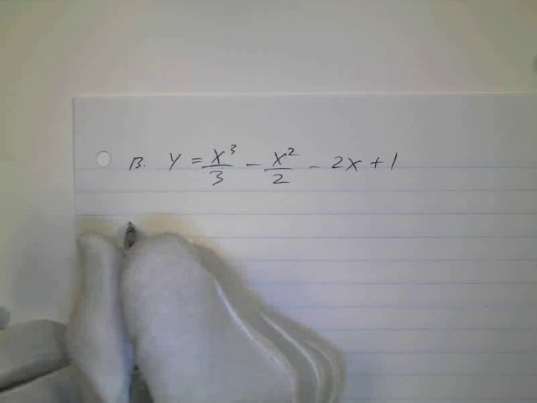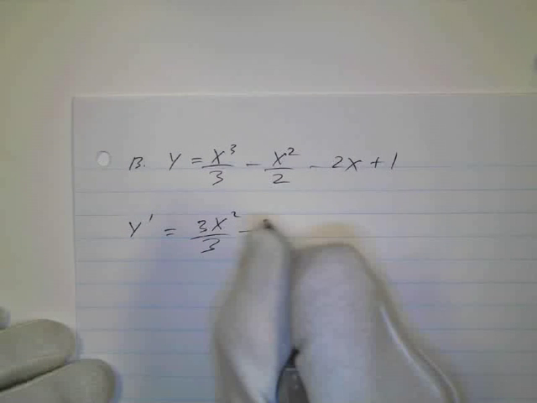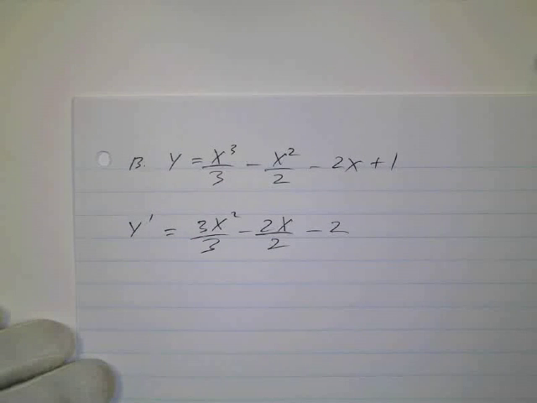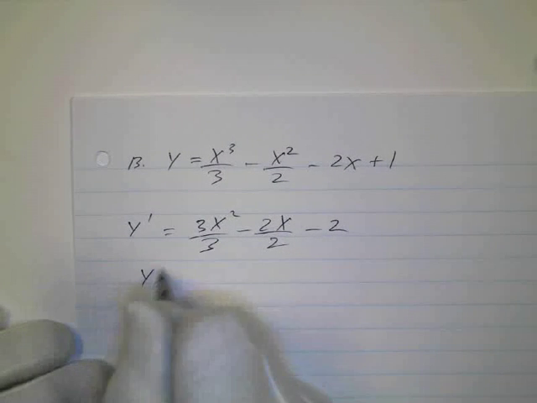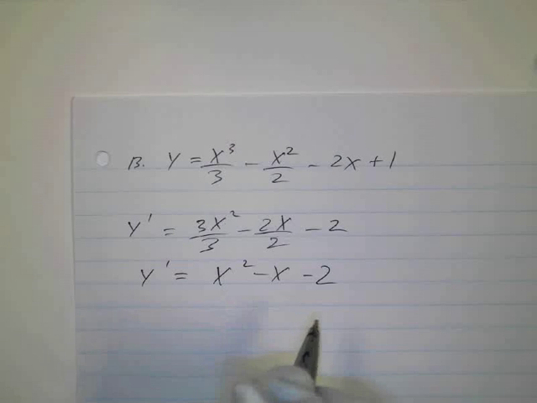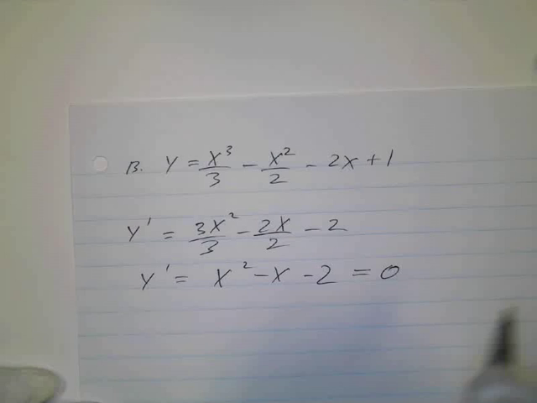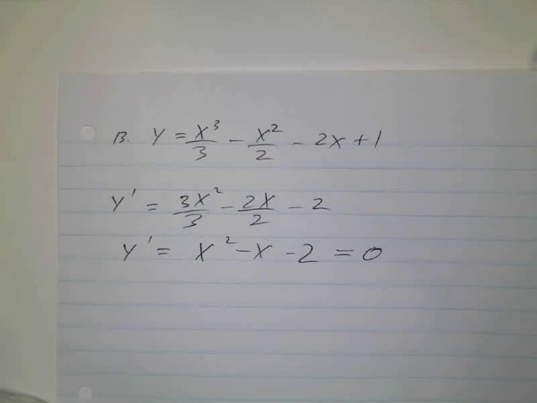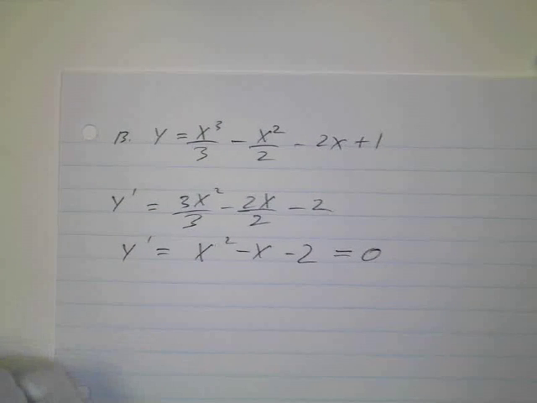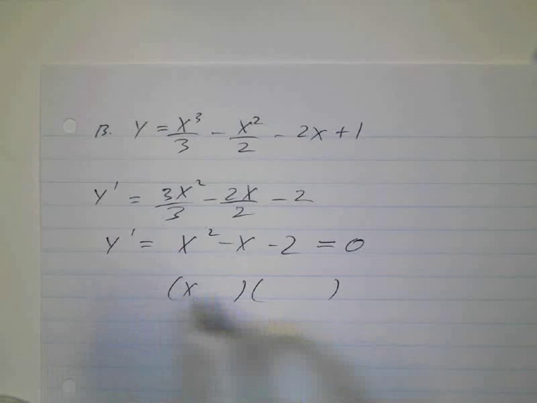So the derivative will be y prime. That derivative equals 3x squared over 3 minus 2x over 2 minus 2. And these 3's cancel and those 2's cancel, so y prime ends up equaling x squared minus x minus 2. Now I can factor this, and I want to find out when that's going to be 0. So what values of x will make that 0? Then I put the x back in here, and I'll find out the y values, and those would be my horizontal tangents. So we can factor this, so this part won't be so bad.